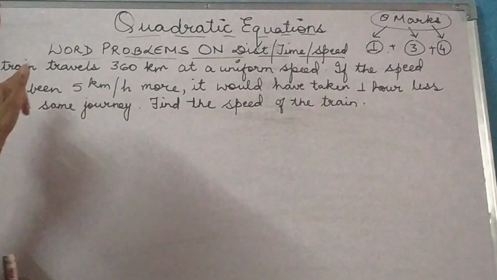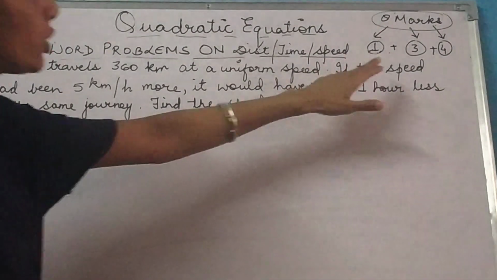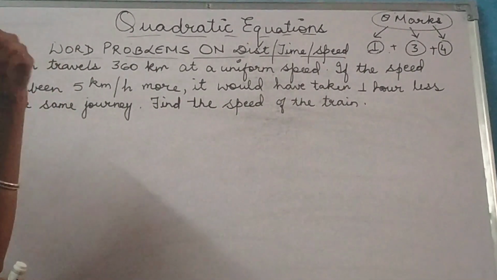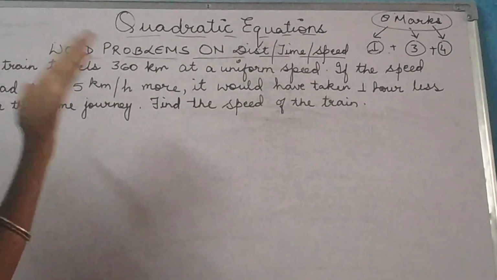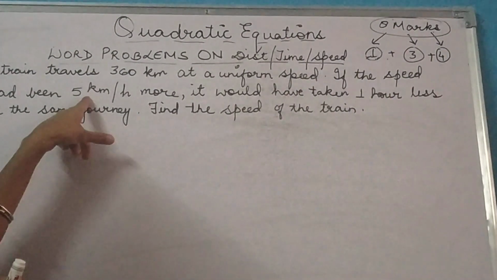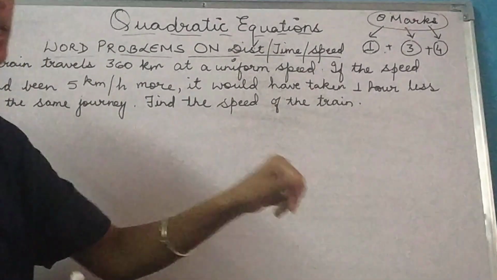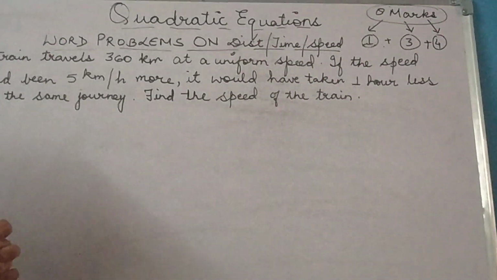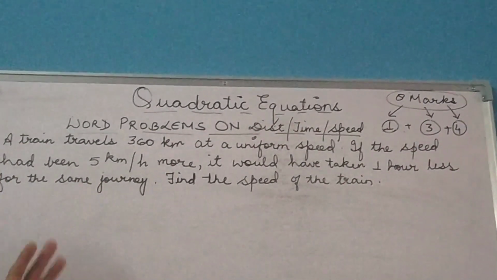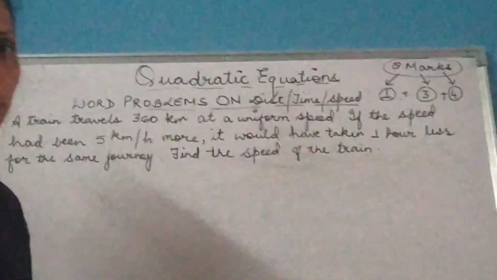Now, if the speed had been 5 kilometers per hour more, let's suppose initially the speed was x kilometers per hour, now it has become x plus 5 kilometers per hour. It would have taken 1 hour less. So the journey would have been completed in 1 hour less time. So what you have to do here is find out the speed of the train.